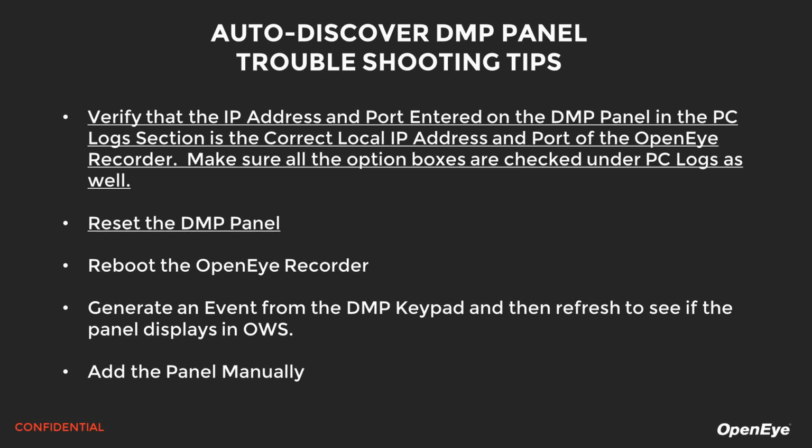You can restart the DMP panel and reboot the OpenEye recorder. You can also generate an event from the DMP keypad and then refresh to see if the panel displays in OWS. If none of those options work, you can add the panel manually. Let's review how to add the panel manually.